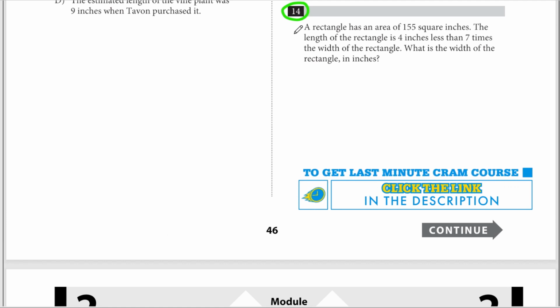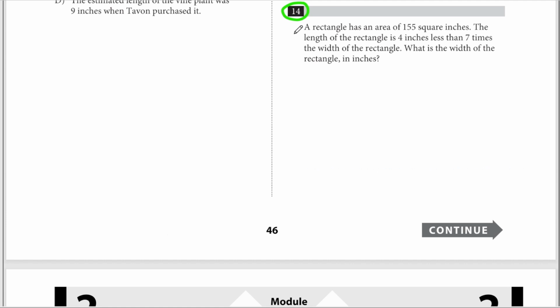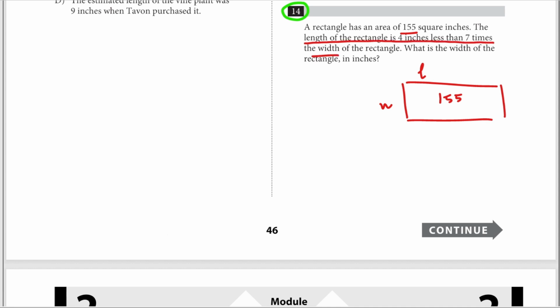So personally, I would actually use a much slower solution. Let me show what I would do myself. So we have a rectangle right here, and the area of this rectangle is 155 square inches. Now the rectangle has width and it also has length. The length of the rectangle is 4 inches less than 7 times the width. So we multiply the width by 7, so it's 7w, and then we subtract 4.